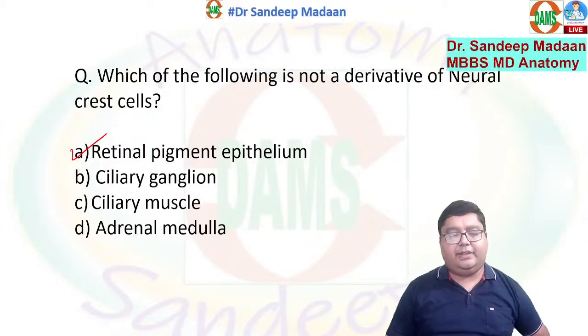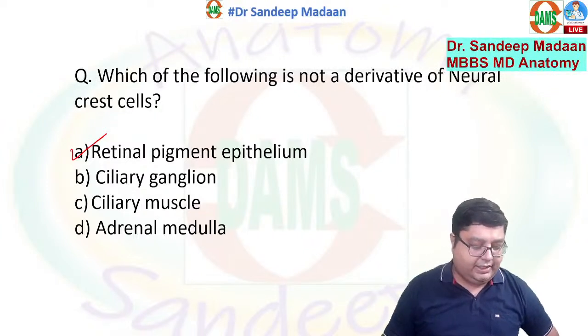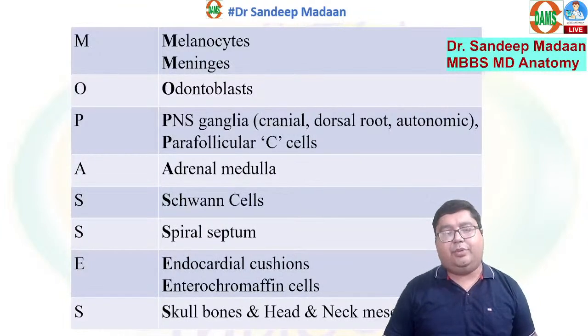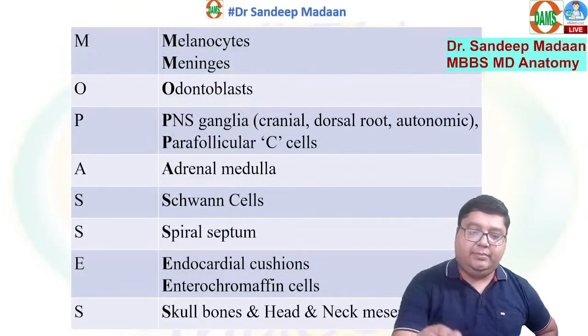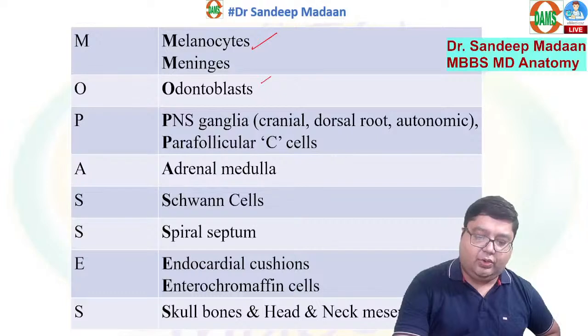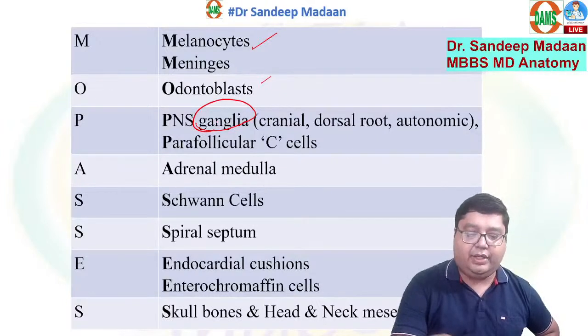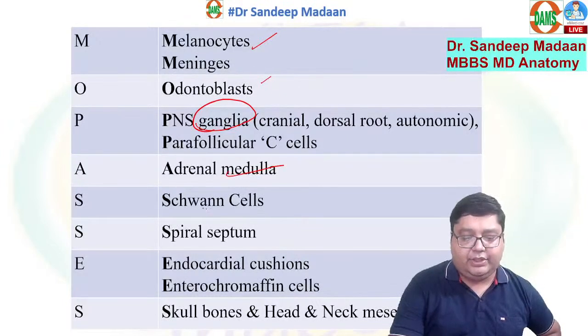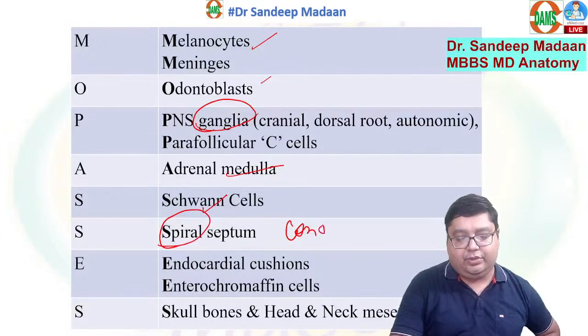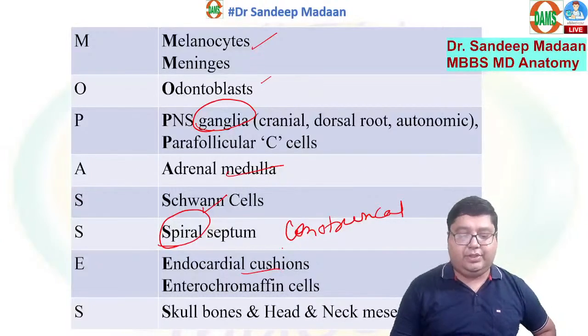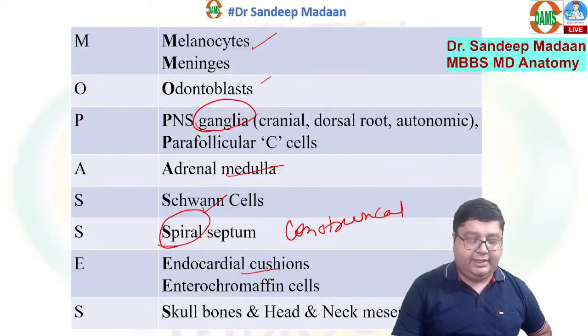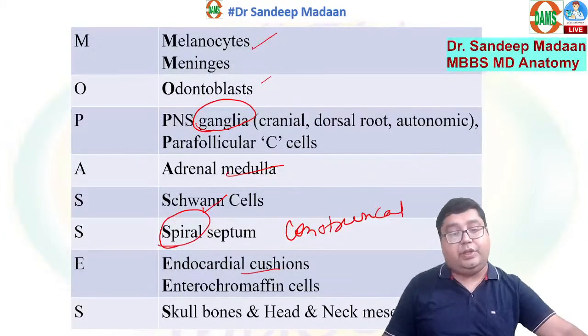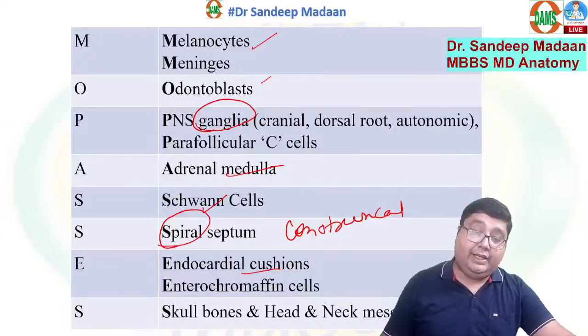Now, let me tell you, the answer among these will be retinal pigment epithelium. I have given you this mnemonic, MOPS, where melanocytes, odontoblasts, all ganglia will be coming from here. Adrenal medulla. We know the Schwann cell, spiral septum, which is the conotruncal septum, even the endocardial cushions, AV cushions, etc., skull bones, or you can say the head and neck mesenchyme.